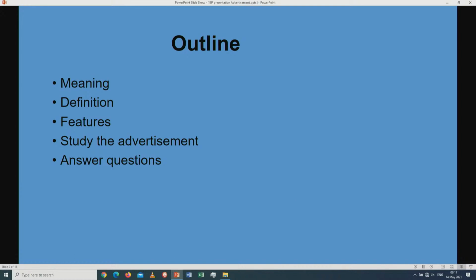Let us look at the outline for today. We're going to look at the meanings of what an advertisement is, the definition of advertisement, the features, those important parts that we look at. And we are going to also study the advertisement and answer questions. Have a pen and paper ready to write down some important points.